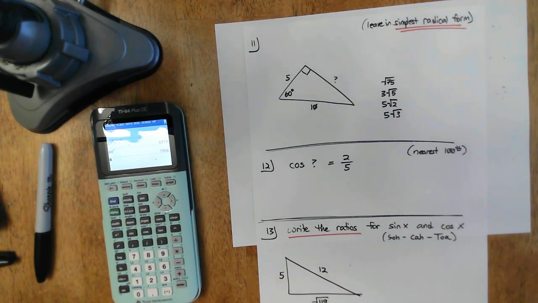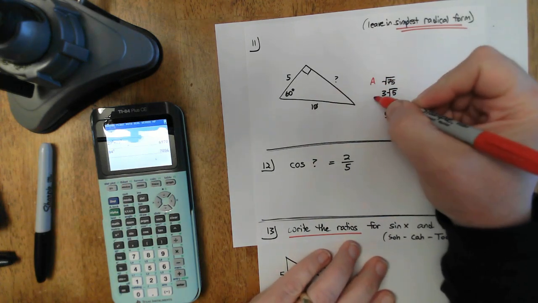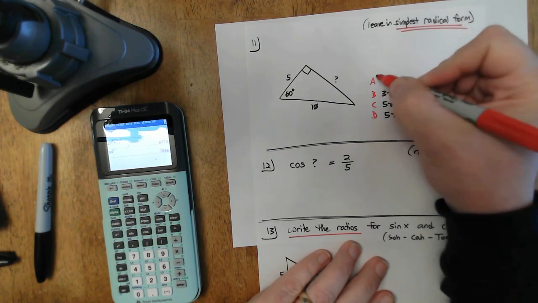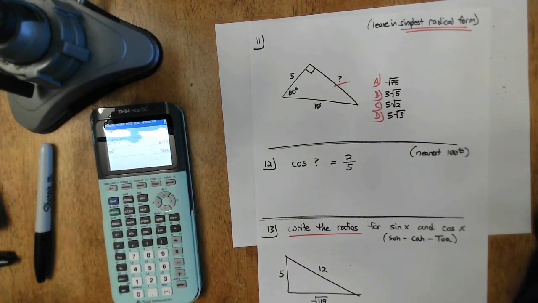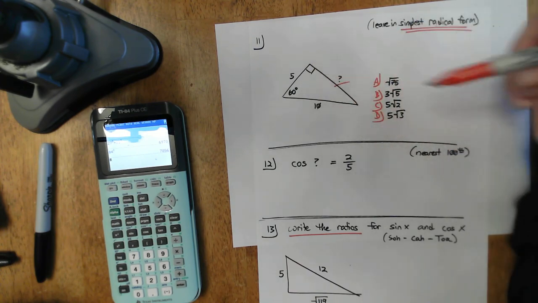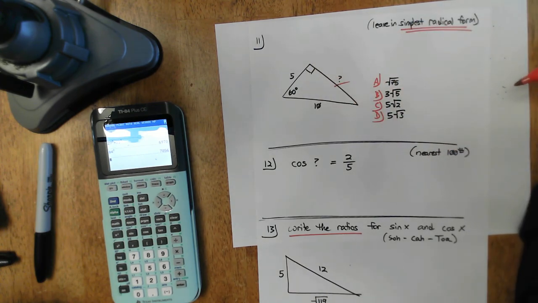The first thing I'll point out is it says leave it in simplest radical form. That's how your answers are going to be listed, such as A, B, C, D, and you have to pick which is the answer for the question mark there. If you remember that one day we spent talking about 30, 60, 90 triangles, this question's easy. But if you forgot that, you still have hope.